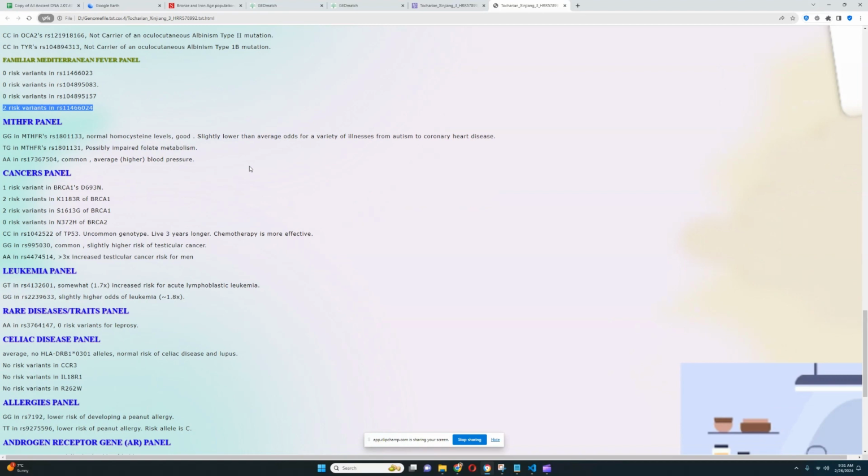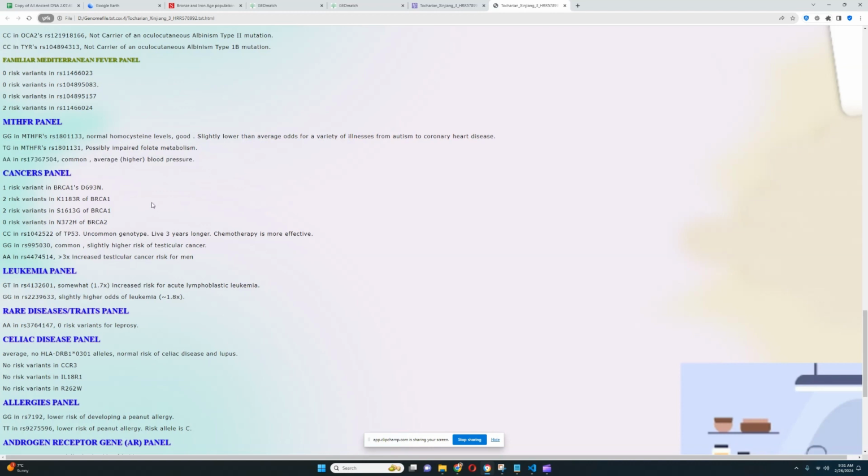Okay, for MTHFR, it looks like he's got a normal, good genotype here, slightly lower than average odds for a variety of illnesses from autism to coronary heart disease. He's got this genotype, which is possibly impaired folate metabolism, and he's got this common genotype, which leads to higher than average blood pressure.